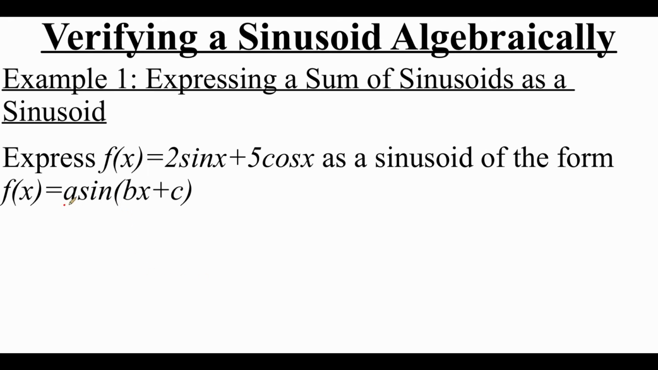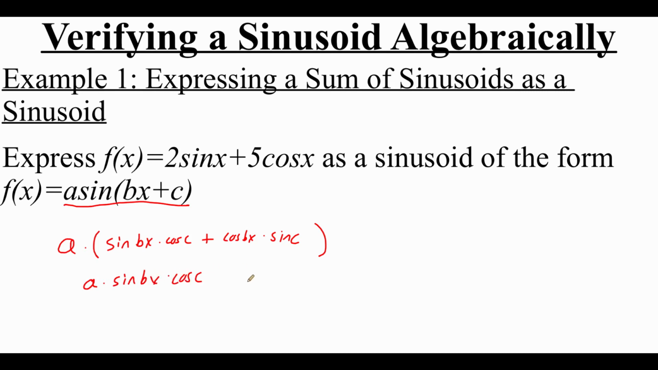And I'm actually going to start by focusing on this a times the sine of bx plus c, because we have identities that we can use now that we know things about our sine sum formulas. So we're going to take a times, and I'm going to use my sine sum formula to rewrite this sine of bx plus c. So we do the sine of bx times the cosine of c plus the cosine of bx times the sine of c. Now I'm going to distribute this a in, and rearrange things a little bit. So we would have a times the sine of bx times the cosine of c plus a times the cosine of bx times the sine of c.